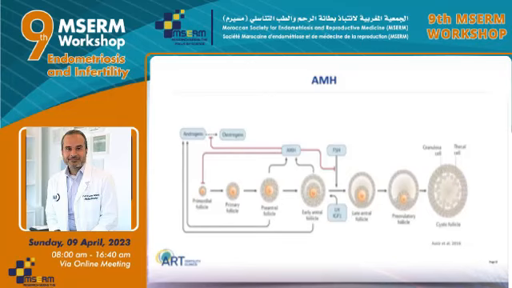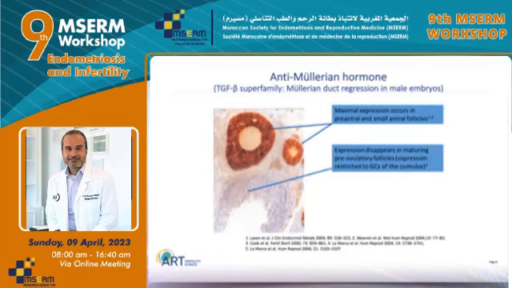AMH has a negative feedback in order to prevent recruitment of primordial follicles. And by the way, I think this is something we need to think about in future when we are dealing with poor responders. Maybe we can think about a kind of anti-AMH in order to recruit more primordial follicles for the so-called poor responders. So as mentioned previously, the maximum expression of AMH is by pre-antral and small antral follicles.